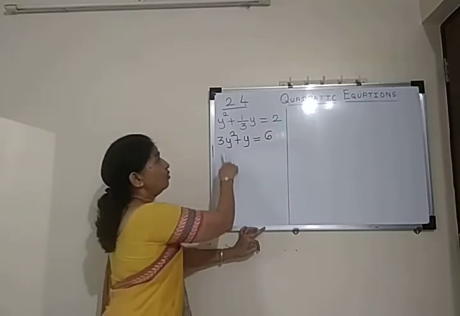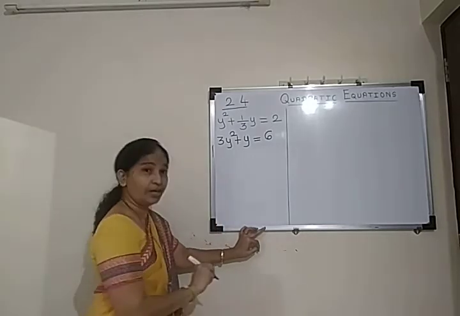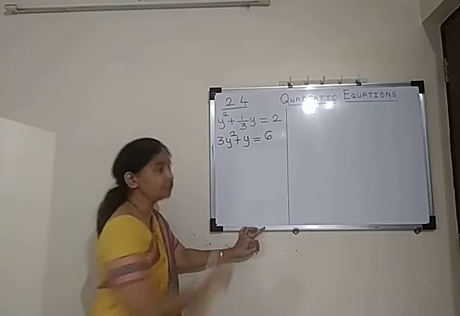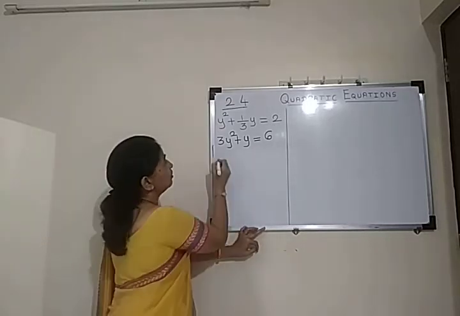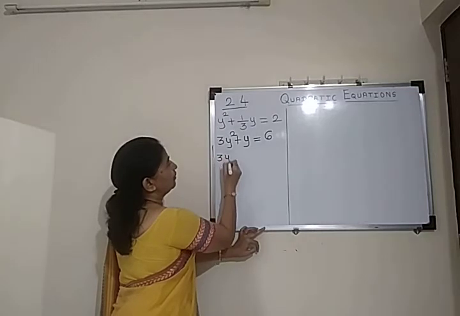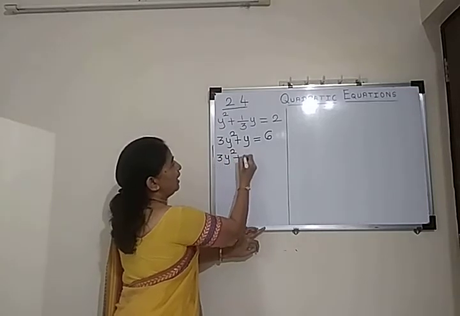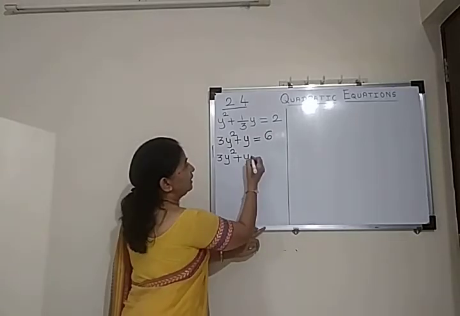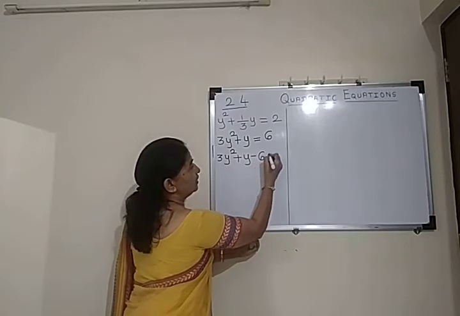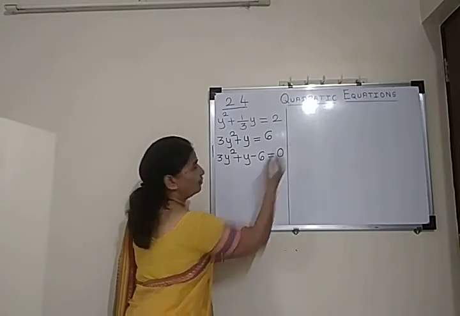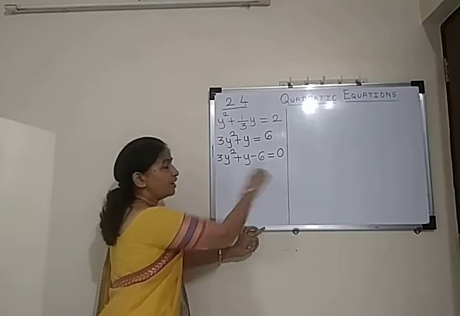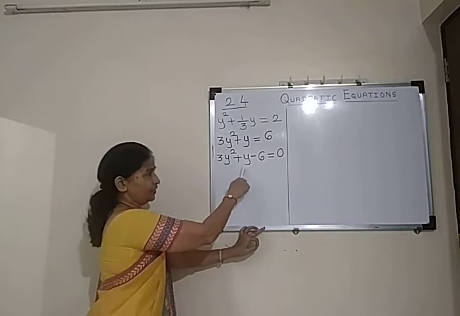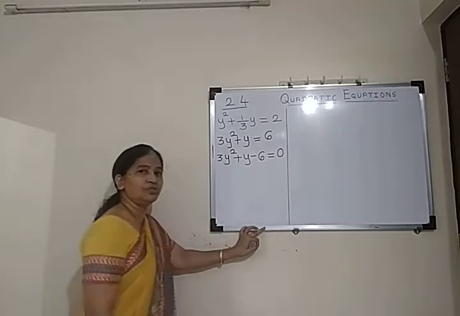Okay. Now, I will write this in standard form, ax square plus bx plus c is equal to 0. So, 3y square plus y, and this plus 6 I will bring to the left side. That will become minus 6 is equal to 0. Now, this is the quadratic equation in standard form, ax square plus bx plus c is equal to 0.